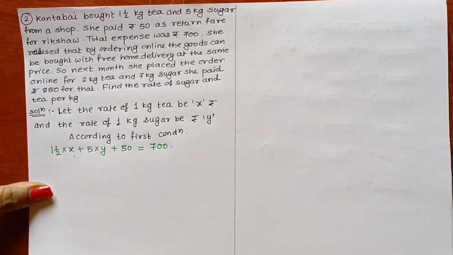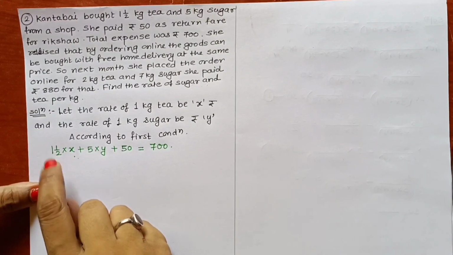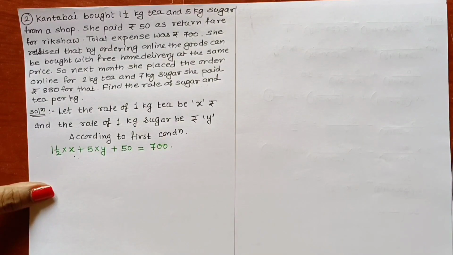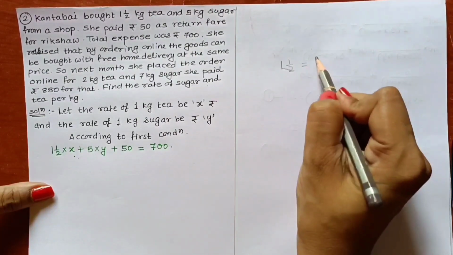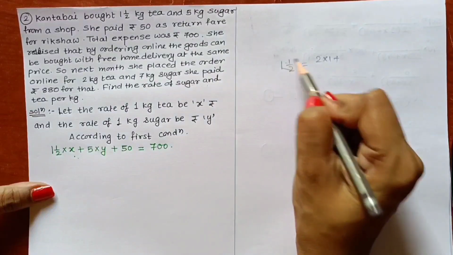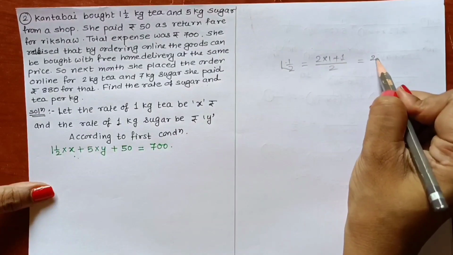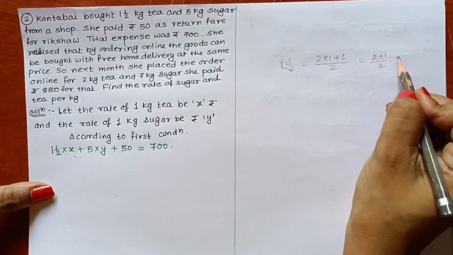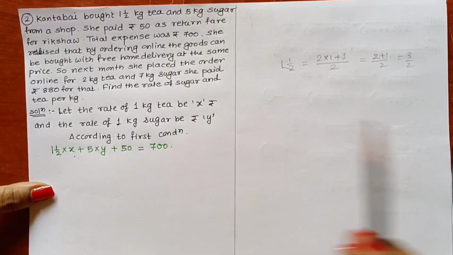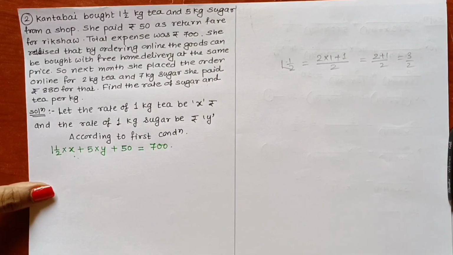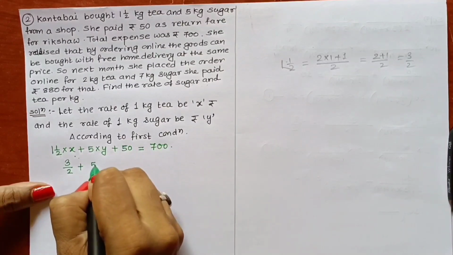Now 1.5 kg is a mixed fraction, we can convert it into the simple fraction. How to convert 1.5 kg into simple fraction? 1.5 means 1 and 1 upon 2. So 2 into 1 is 2, plus 1 upon 2. 2 plus 1 is 3. So it will be 3 upon 2. This can be written as 3 upon 2 x plus 5y.